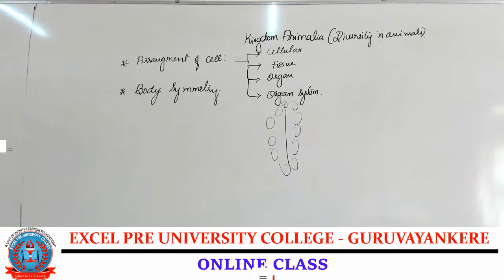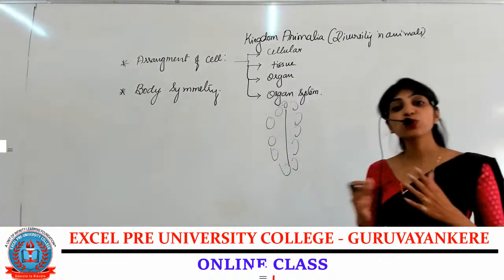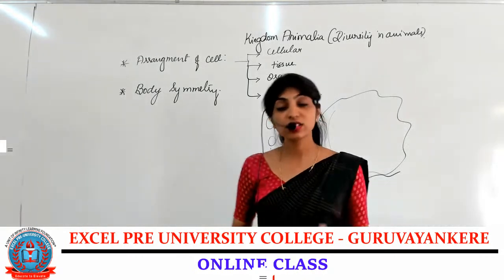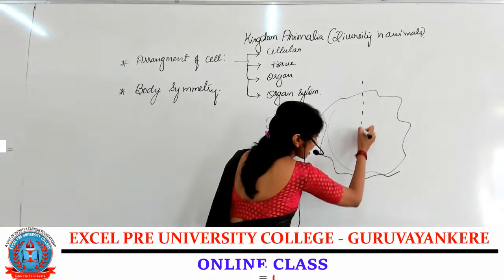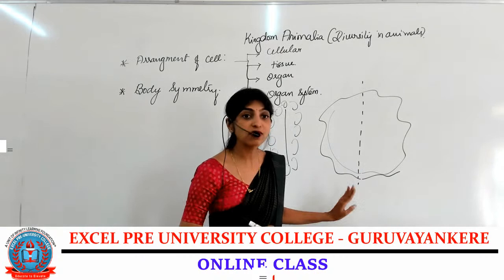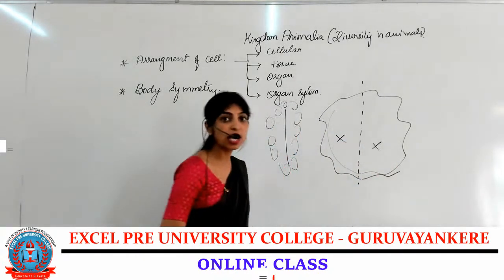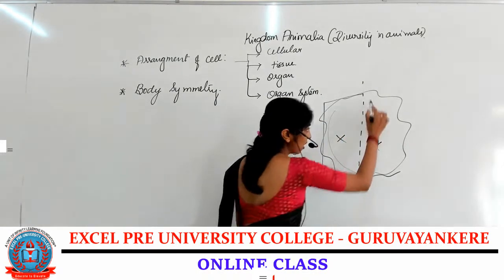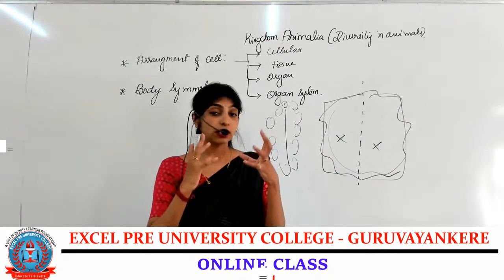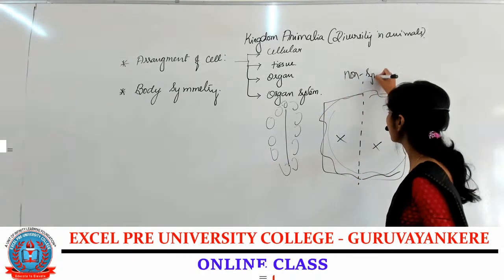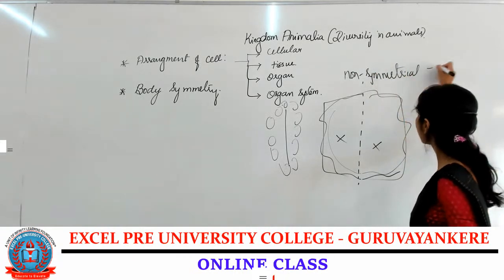If the animal's body is not divided into equal halves, consider this is an animal, and I divide it through the central axis, through the middle axis, and I do not get equal halves, then we say they are non-symmetrical, or asymmetrical.